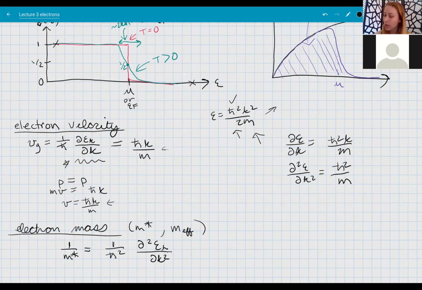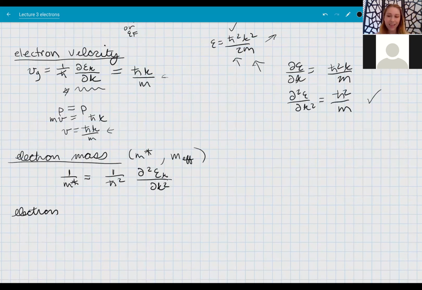It should be noted that if you have a quadratic relationship between energy and k, if energy is proportional to k squared, then the effective mass that you derive will be the same for all values of k. So that's just this equation right here. However, you will not always have quadratic energy versus k, so the effective mass can itself be a function of momentum.